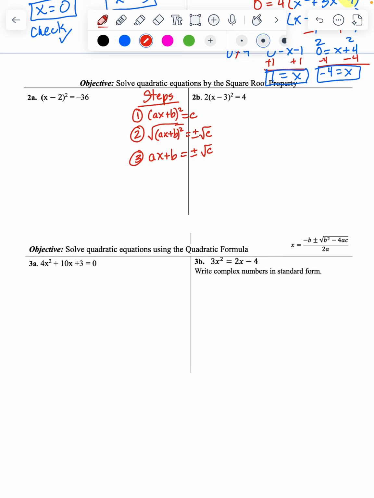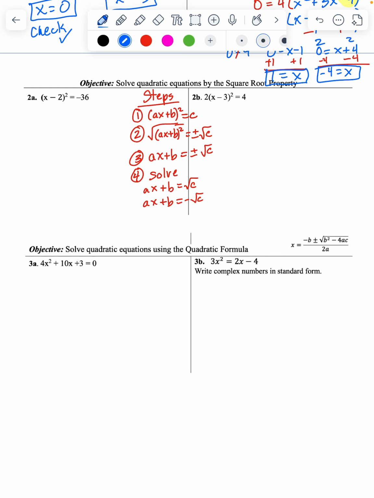Once you get to this level that I'm labeling step 3, you're going to separate those and solve them one at a time. ax plus b equals the positive square root of c, whatever those are for the problem, and ax plus b equals the negative square root of c, using the skills that you practiced from 0.1. So I'm going to go ahead and work through 2a.